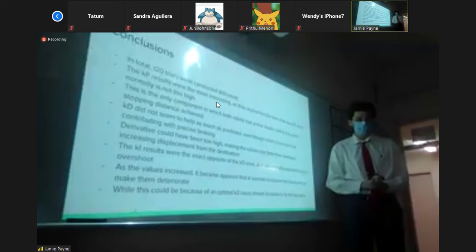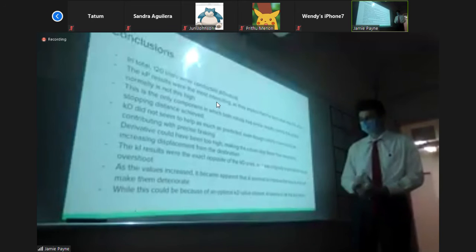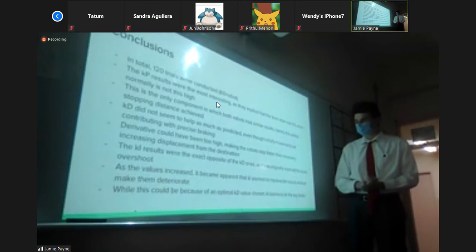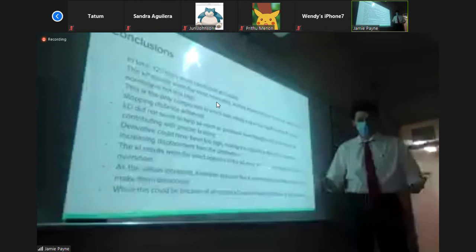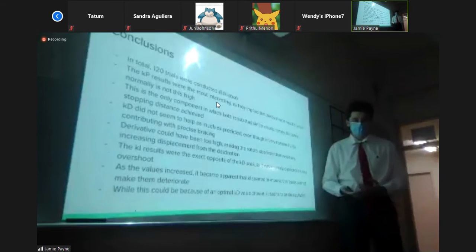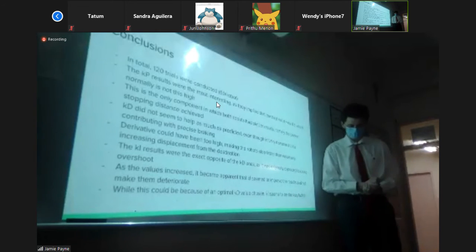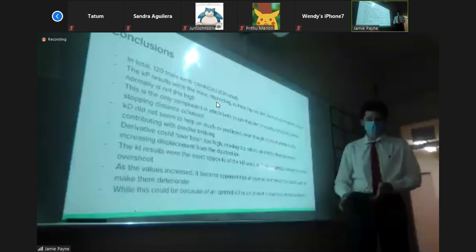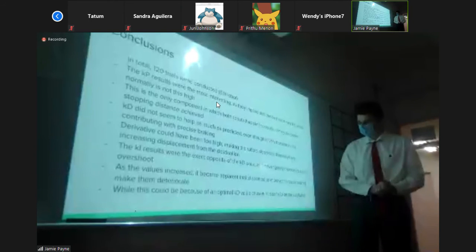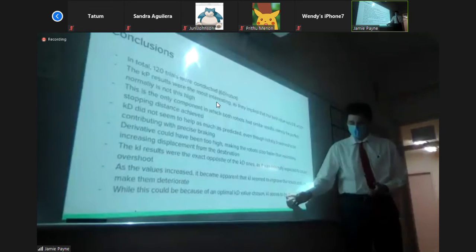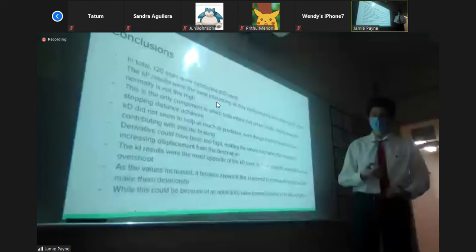And finally, the integral component results were the exact opposite of the derivative ones, and this surprised me the most throughout this investigation. This was originally expected to cause overshoot and not actually improve the results. As the values increased, it became apparent that the integral component served to improve the results and not to make them deteriorate. And I had never expected it. I think that while this could be because of an optimal kD value chosen in the previous trial, I still think that the integral component here is quite large for helping the robot to become more accurate.